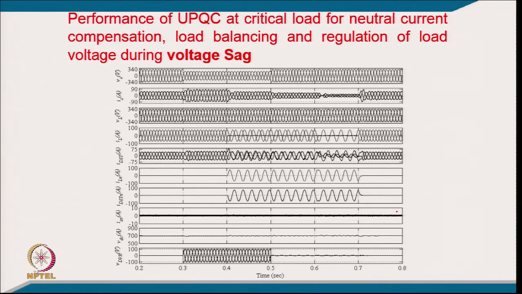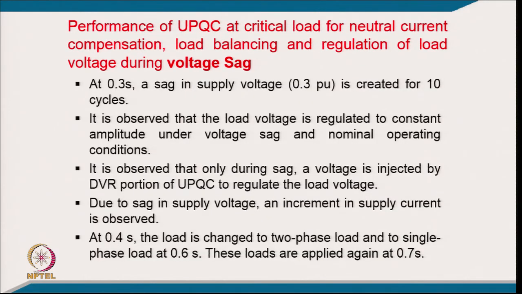This is the source neutral current, which is regulated to 0, and the DC link voltage is regulated well. This is the DVR voltage. When a voltage sag is there, it is injected, which is why the load voltage is maintained regulated. So, it provides the compensation, keeping the load voltage sinusoidal and balanced and the grid current balanced, but the grid current magnitude will change because it is on the supply side, drawing constant power for the load. This is the performance of UPQC at critical load with neutral compensation, load balancing and regulation.